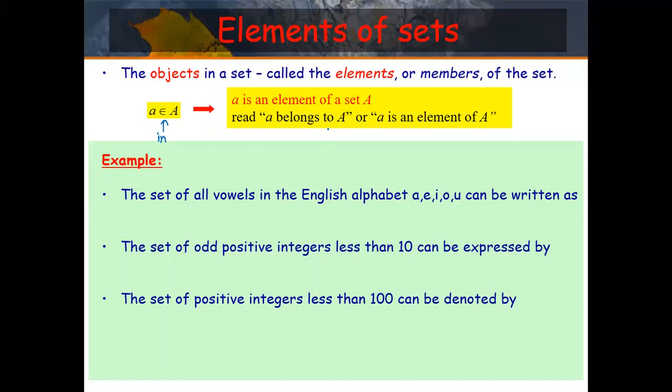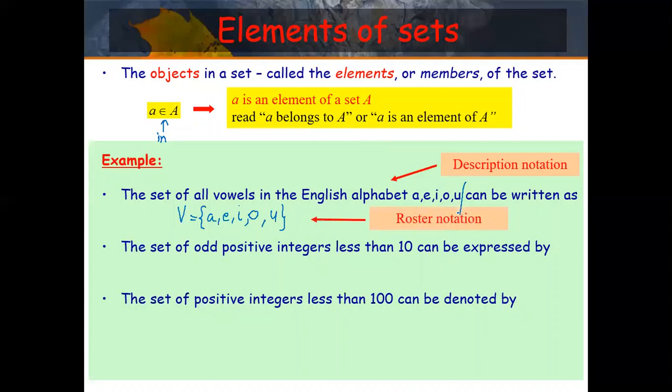All right, so let's see the example. The set of all vowels in the English alphabet, A, E, I, O, U, can be written as V equals A, E, I, O, U. The first one is a description notation: the set of all vowels in the English alphabet. It can also be written as V equals A, E, I, O, U. So this one is a roster notation.